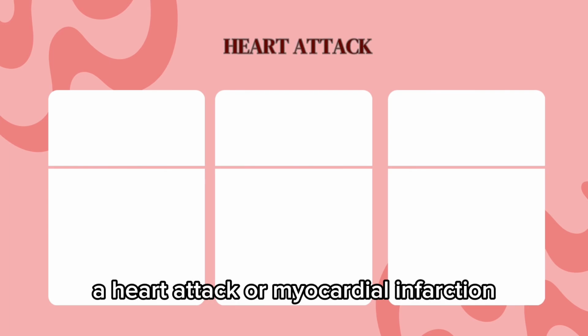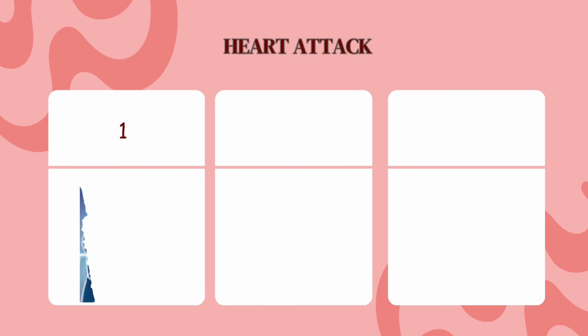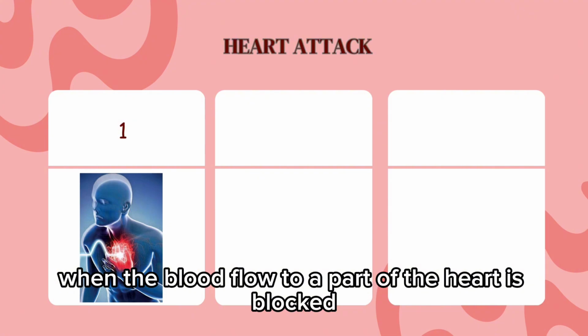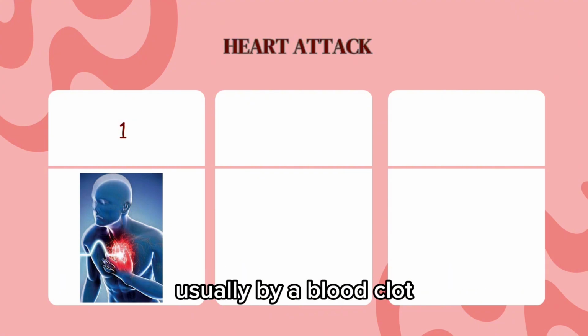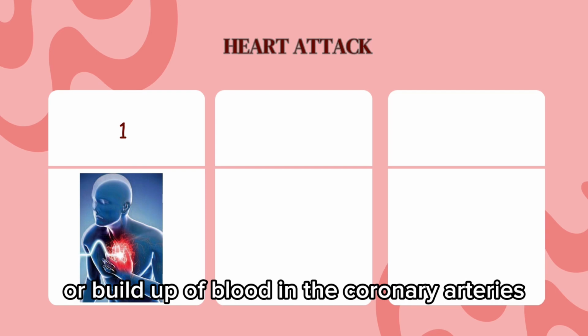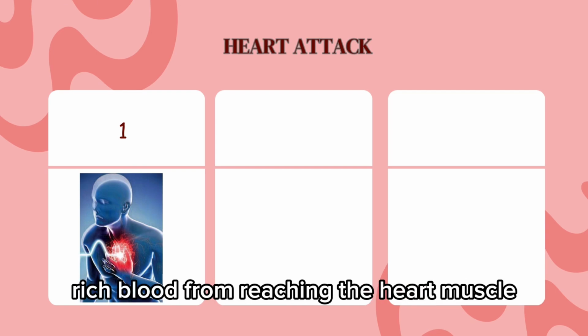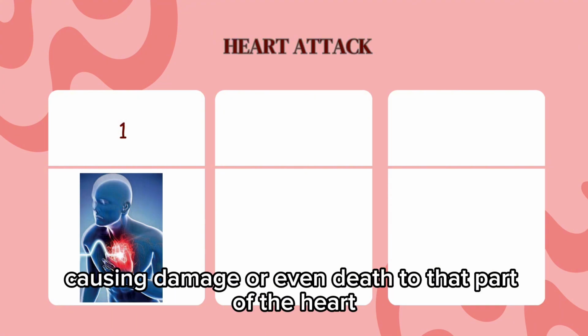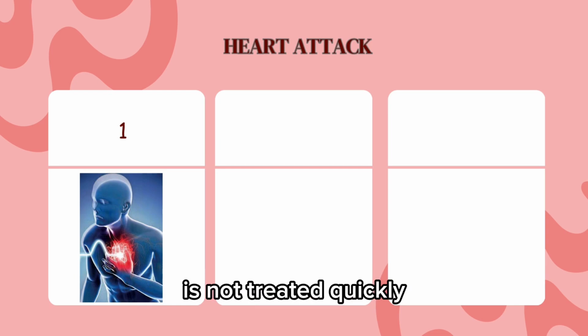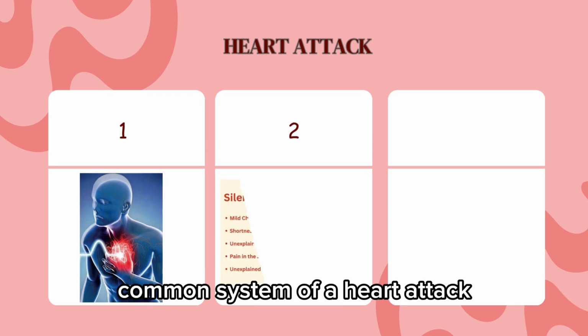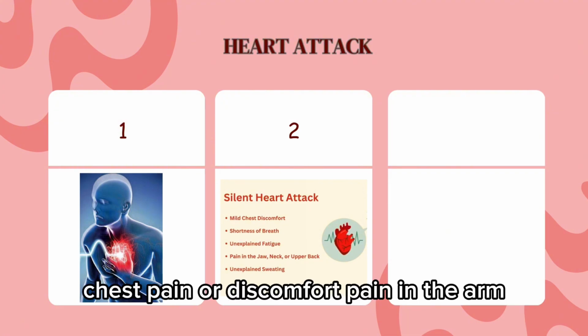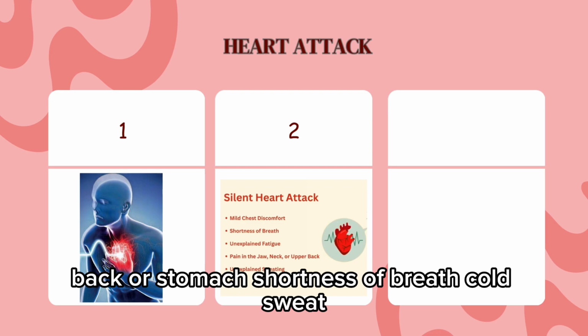A heart attack, or myocardial infarction, occurs when the blood flow to a part of the heart is blocked, usually by a blood clot or build-up of plaque in the coronary arteries. This prevents oxygen-rich blood from reaching the heart muscle, causing damage or even death to that part of the heart if not treated quickly. Common symptoms of a heart attack: chest pain or discomfort, pain in the arm, neck, jaw, back or stomach, shortness of breath, cold sweat.